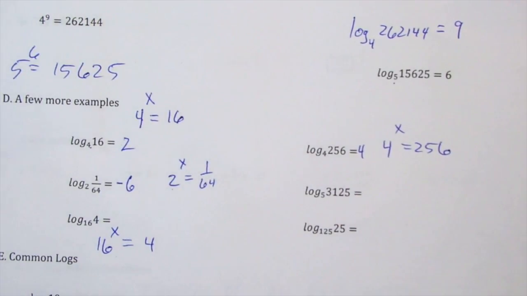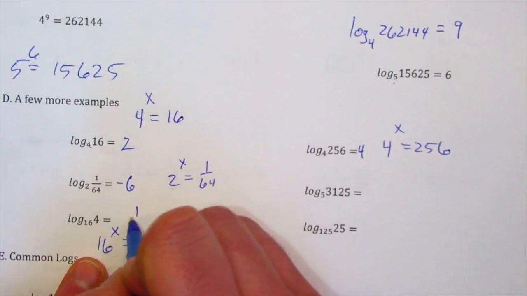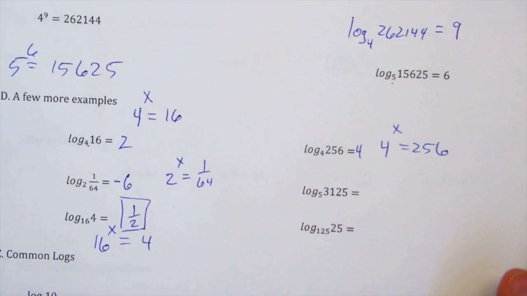We need fractions. We need roots. Roots will make smaller numbers. So the square root of 16 is 4, so my answer is going to be 1/2 for that one.